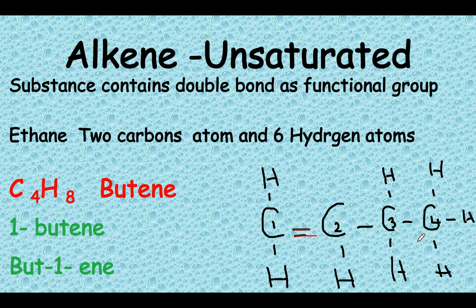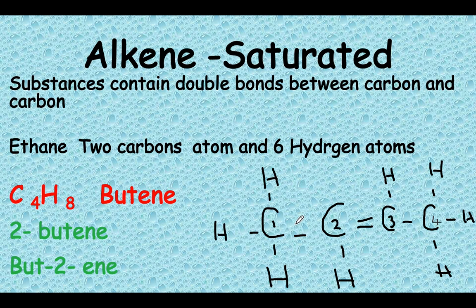So how do we name this compound? It's called butene. Butene because it contains a double bond. But the double bond between which carbon atoms? Between the first and the second. So we're going to say 1-butene, or we can write but-1-ene. Why? Because we have another structural formula to draw butene, which is drawing this double bond between the second and the third carbon atom.